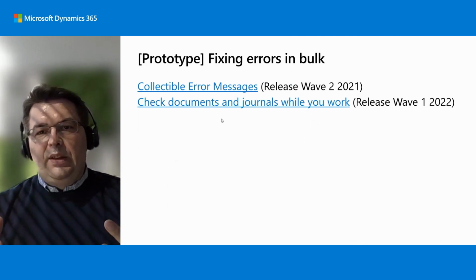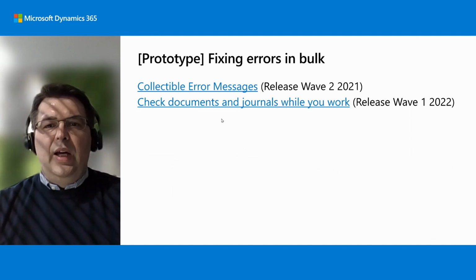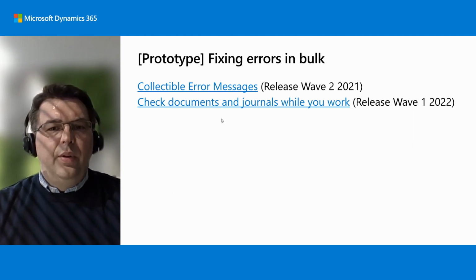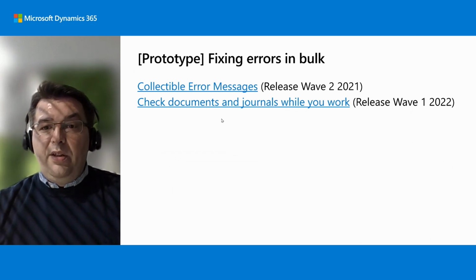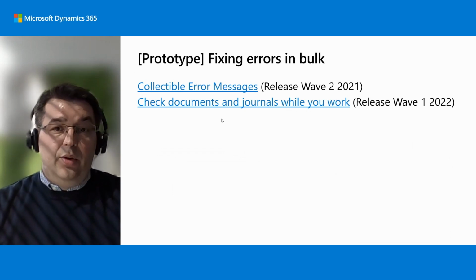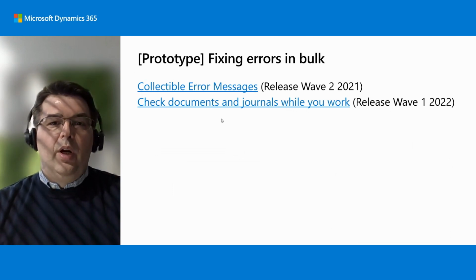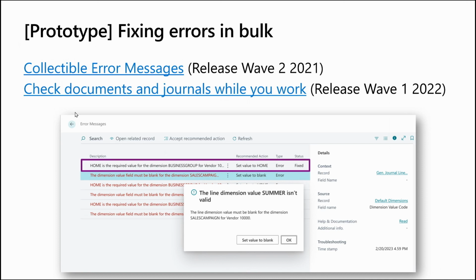Now you may say, it's all good that we have actions on error message dialogs, but we have journals, we have documents with hundreds of lines. So how do you go about fixing tens or hundreds of errors that I may get there? With investment in collectible error messages and the background check of documents and journals, together with actions on the error messages, we are now at the point where we will be able to provide users with a way to resolve errors in bulk.